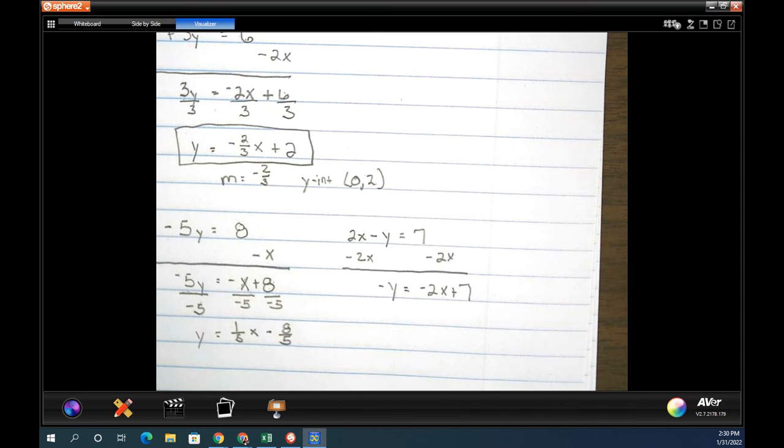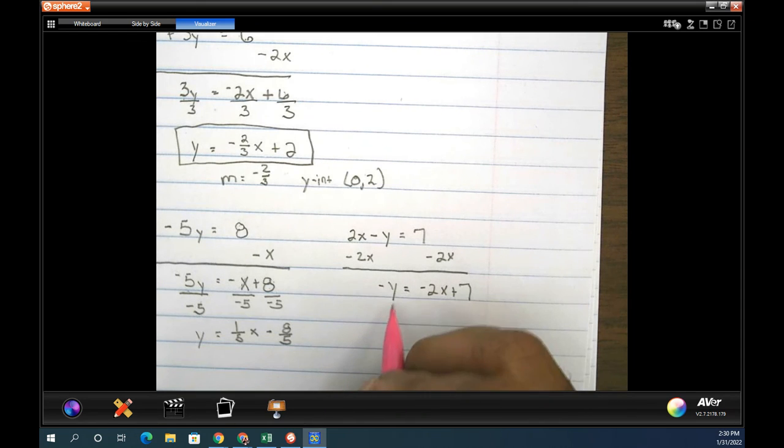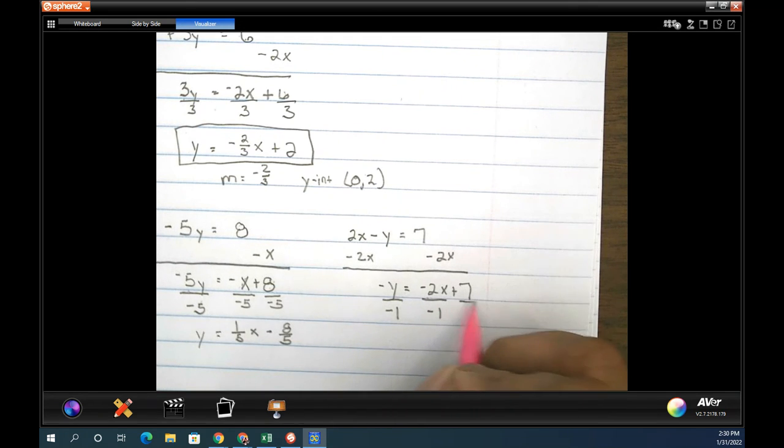Talon, what's the last thing we got to do here? What's the coefficient? Yep, that's it. So we divide everything by negative 1. So that gives you y equals, negative divided by negative is a positive, and the y will always be positive. Negative 2 divided by negative 1 is positive 2. You can put this all in your calculator. 7 divided by negative 1 is negative 7, so it becomes minus 7.